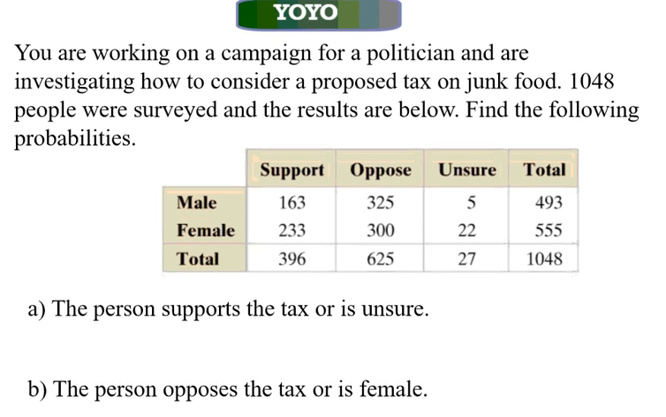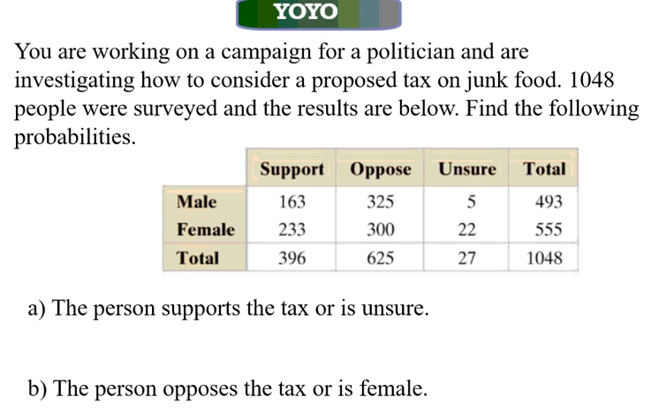Last one, I'm going to give you a chance to try this idea of reading a two-way table with our addition on a mutually exclusive, not mutually exclusive idea, and see how you do. So you're working on a campaign for a politician and are asked to investigate how the population might consider a proposed tax on junk food. 1,048 people are surveyed and the results are shown below. Find the probabilities. What's the probability that the person supports the tax or is unsure? What's the probability that the person opposes a tax or is female? Give those a chance and then come back and see how you did.